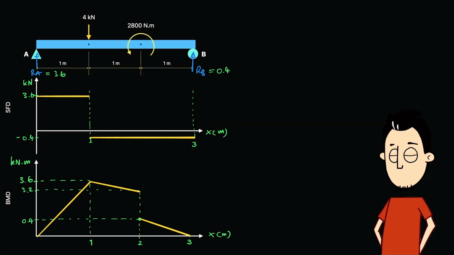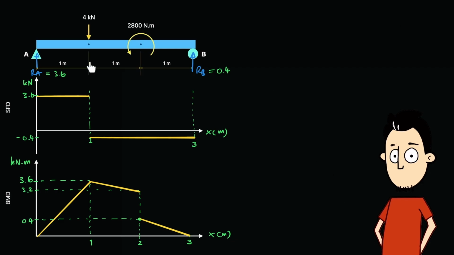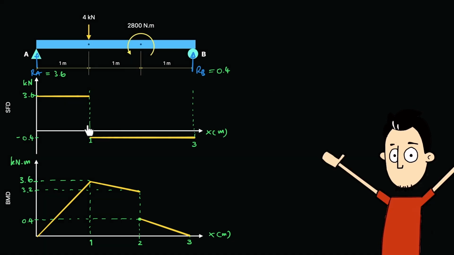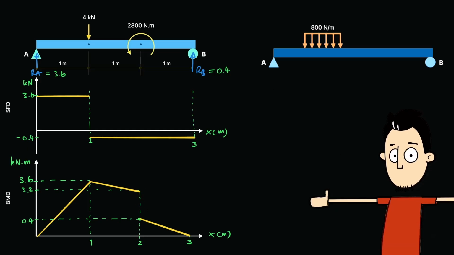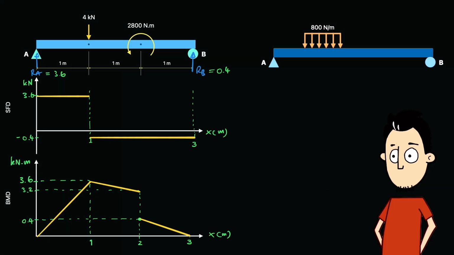Alright guys, one design note before we finish. We can see here that the point force causes the jump in shear, and the concentrated moment causes the jump in moment. Next, instead of a point force, we are going to deal with a distributed force along the segment of the beam.